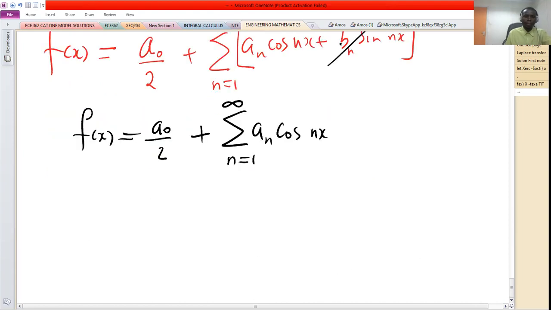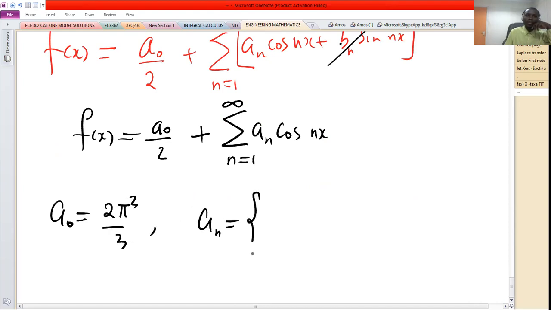Now, a naught was given as 2 pi squared over 3, and an has two values. One is 4 over n squared when n is even. Another one is minus 4 over n squared when n is odd.